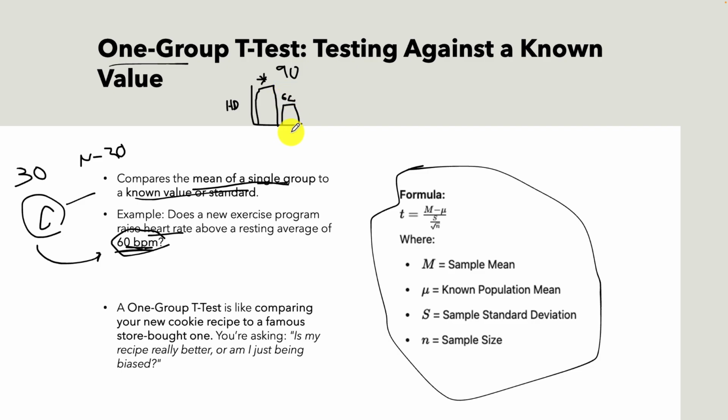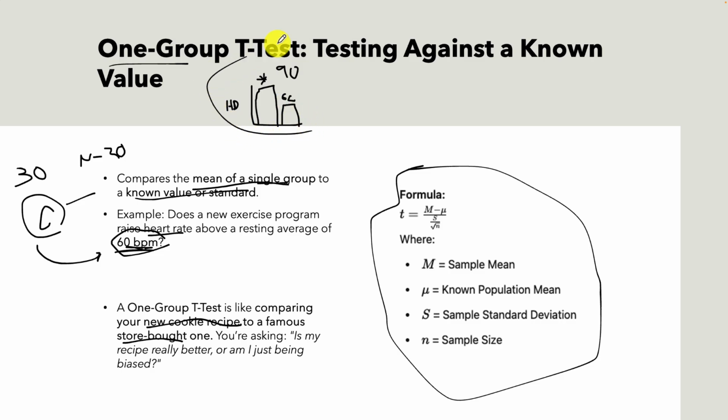So that would be a one group t-test. And a one group t-test is like comparing your new cookie recipe to a famous store-bought one, right? So I have this new recipe that I want to make, and then there's this store-bought one. The store-bought one would be the standard. And you're asking, is my recipe really better or am I just being biased, right?